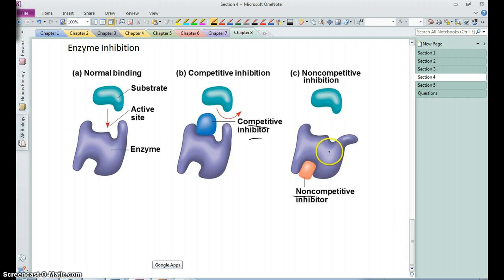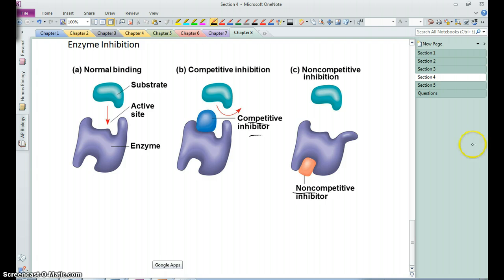It just occurred to me that this enzyme in this condition looks like it's giving the hang 10 sign with someone's hand. I wonder if that was intentional.